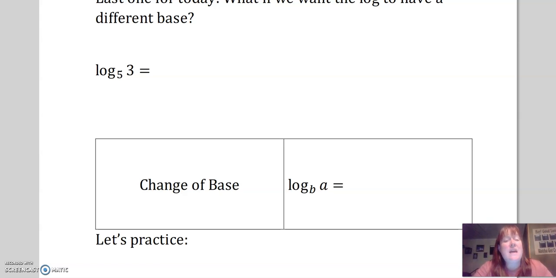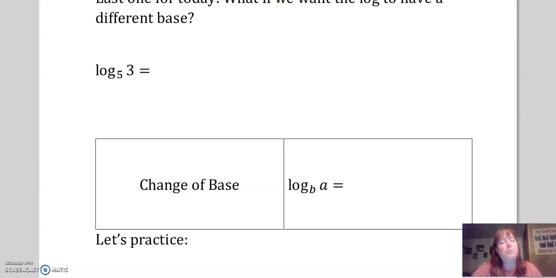Oftentimes we want our log to have a different base because we can't work with log base 5 a lot of times, or log base 3, or log base anything that we don't have in our calculator. So a lot of times we just want something that we could just plug into our calculator. So we would need it in log base 10 or log base e, which is ln. Other times we really just want a different base because we want to be able to combine two logs or something like that. But we need to be able to change the base on a log, and it's actually possible.